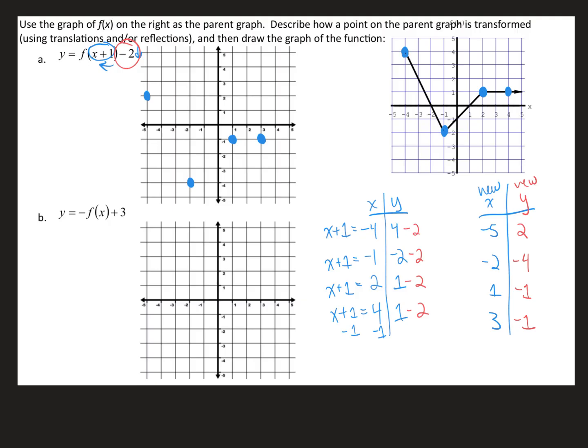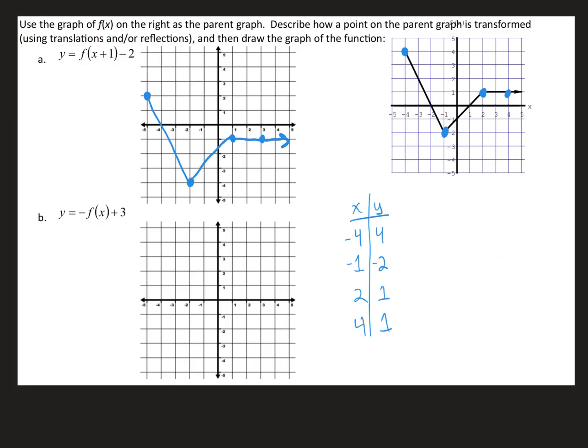And since I went left to right as I wrote these down like this, I can connect these left to right, and you'll see that the shape is preserved exactly as the shape that's over here. All it did was move left 1 and down 2, and left 1 and down 2, and left 1 and down 2, and left 1 and down 2. And we get this exact graph. I will do part B on the next slide.